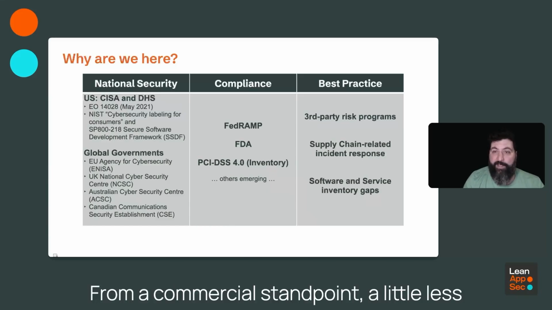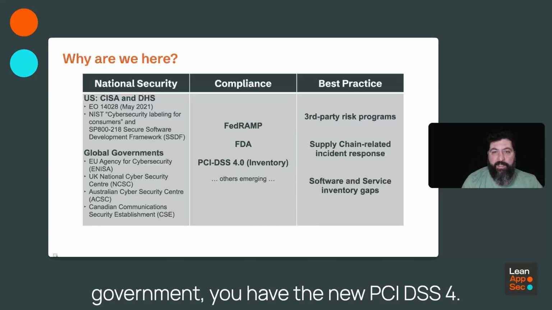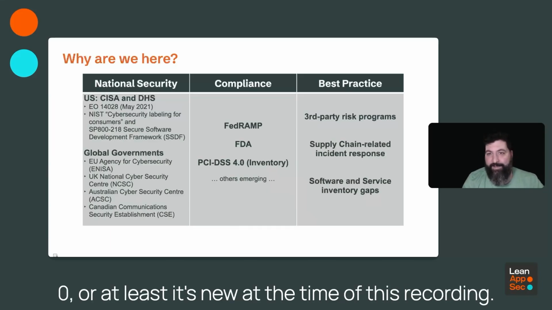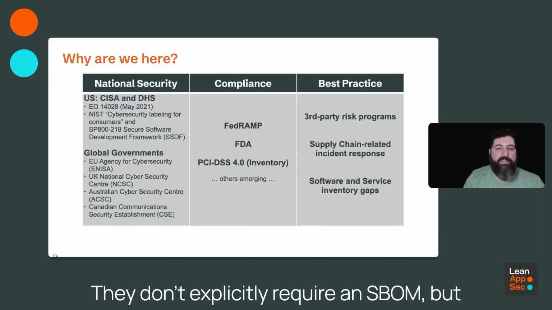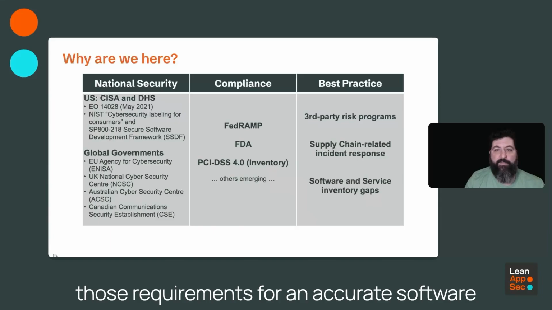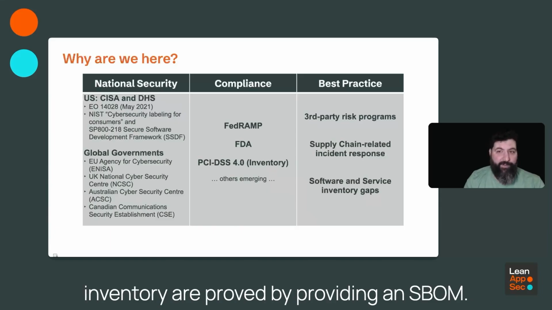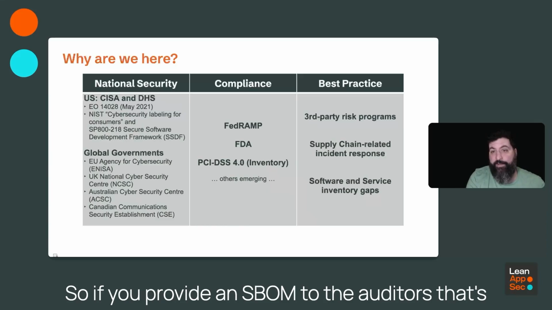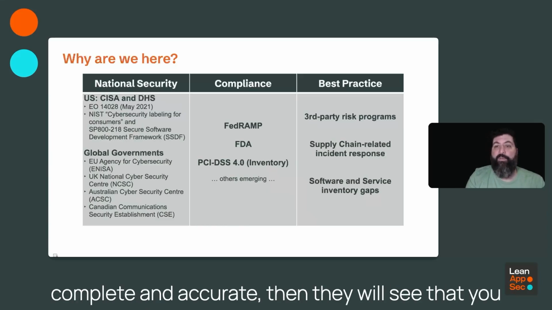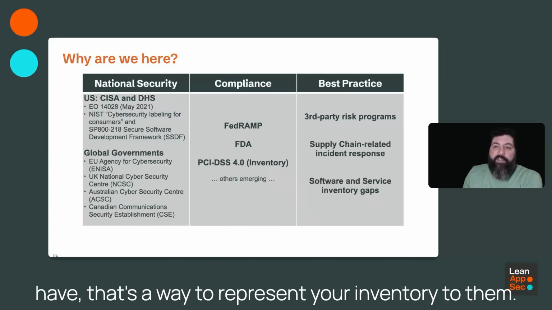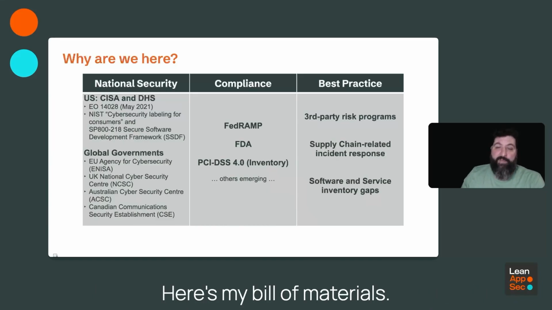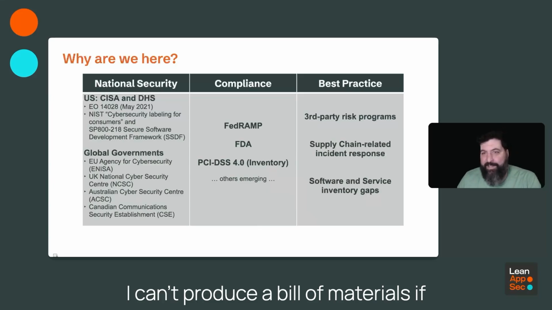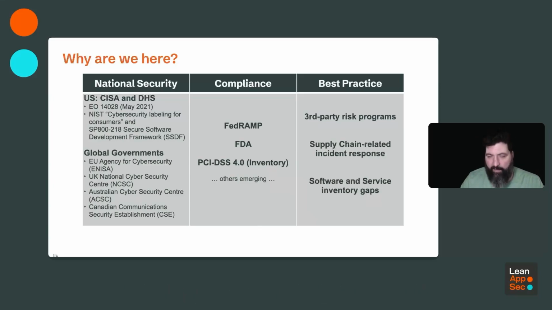From a commercial standpoint, a little less government, you have the new PCI DSS 4.0, or at least it's new at the time of this recording. They don't explicitly require an SBOM, but those requirements for an accurate software inventory are proved by providing an SBOM. If you provide an SBOM to the auditors that's complete and accurate, that's a way to represent your inventory to them: here's my bill of materials. I can't produce a bill of materials if I don't have an accurate inventory, and auditors will accept that.